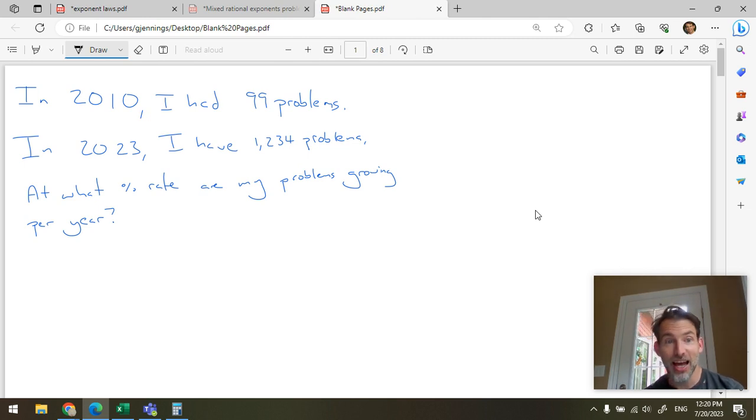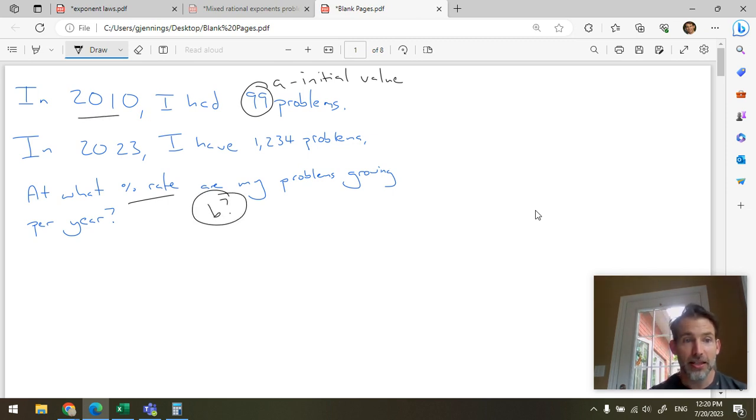Okay, this is not that easy. I appreciate it's not that easy. So this is how I would set up this situation. I would say this is my A, the initial value. My goal is the percent rate. What's the B? That's what I want to find. This is time equals 0. This is time equals 13. Why? Because that's 13 years after my problems passed the 100, went to 3 digits. That's like when I had 3 digits worth of problems.